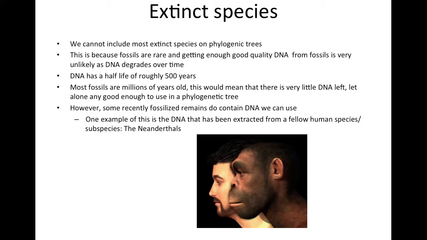However, some recently fossilised remains do contain DNA that we can use. An example of this is DNA that's been extracted from a fellow human species, or subspecies, depending on who you ask, the Neanderthals. So we can actually include these guys in a phylogenetic tree, although we won't be doing this in our example.